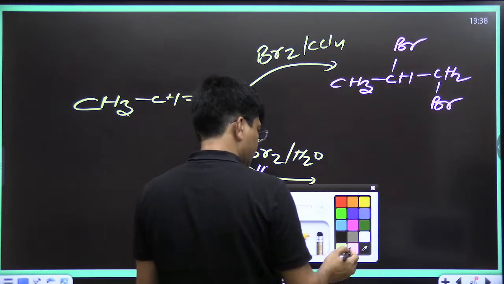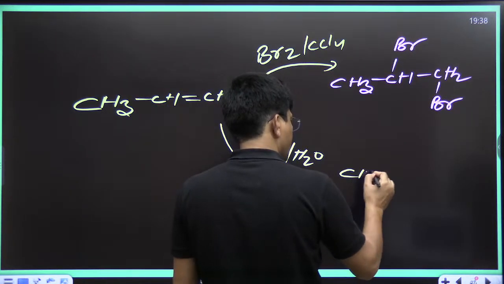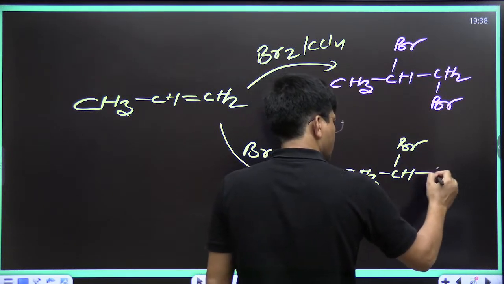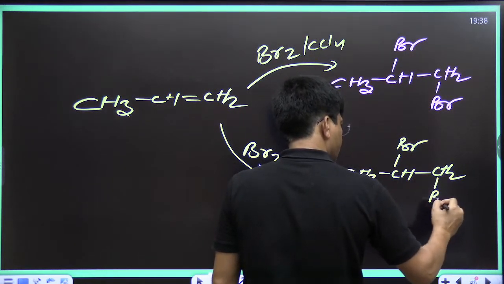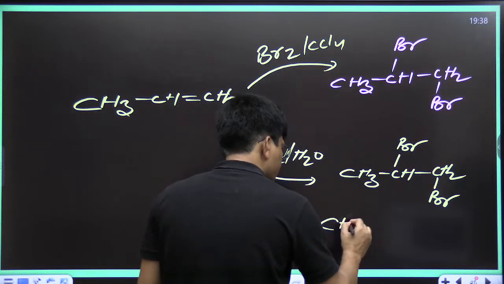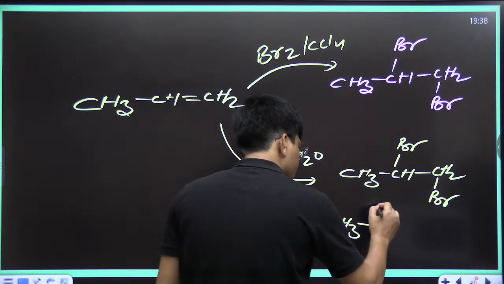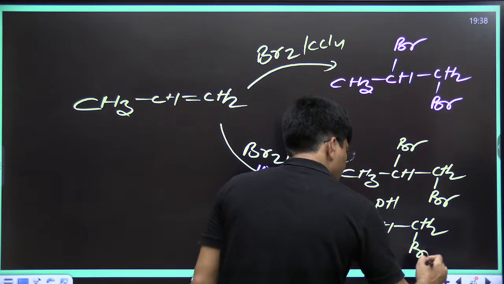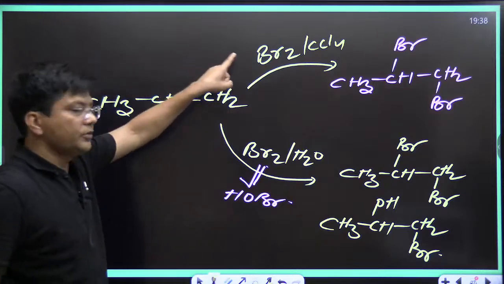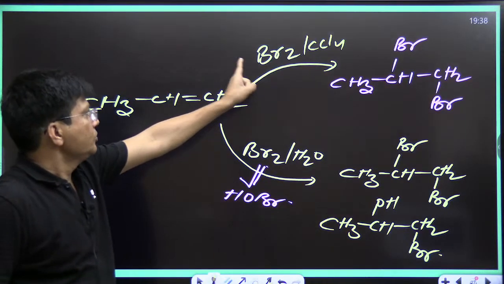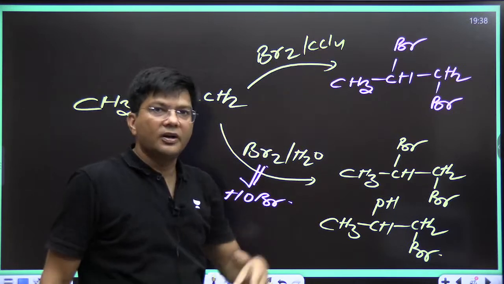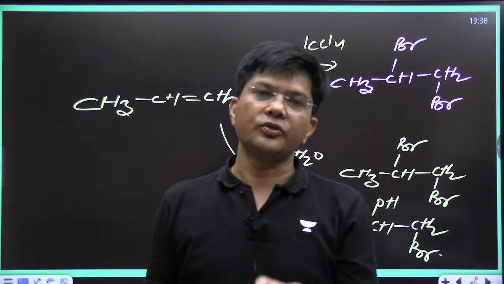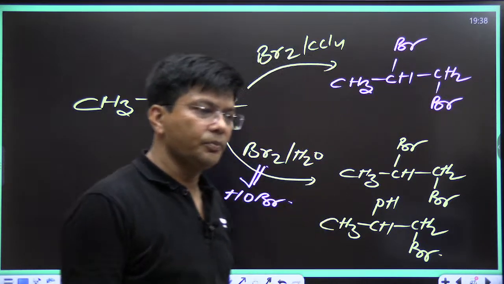One product will be like this, CH3 CHBr CH2Br, and the second product will be like this, CH3 CHOH CH2Br. My dear students, that's why you must have seen, whenever you are going to add Br2, number of times Br2/CCl4 must be written over there. That's because CCl4 is a non-polar solvent, so that only addition of Br2 will take place.